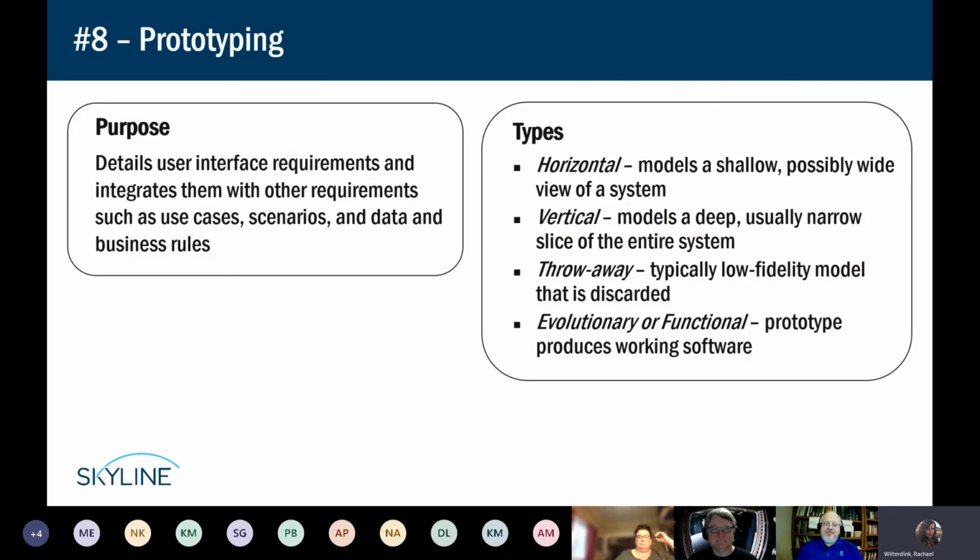There are also different types of prototypes. So we've got horizontal models that take a very shallow but wide view of a system, and then vertical models that go deep down into a narrow slice. Prototypes can be disposable, which are called throwaway, and those tend to be low fidelity, or they can be evolutionary, and you can use that to actually create working software. But in that case, the work is preserved, so it's not lost. And depending on the type and level of prototype, this can be a really quick and very cheap way to prove out a concept prior to writing a single line of code.